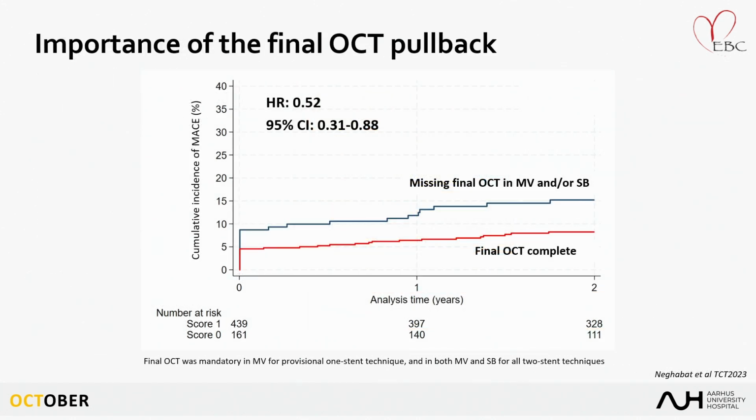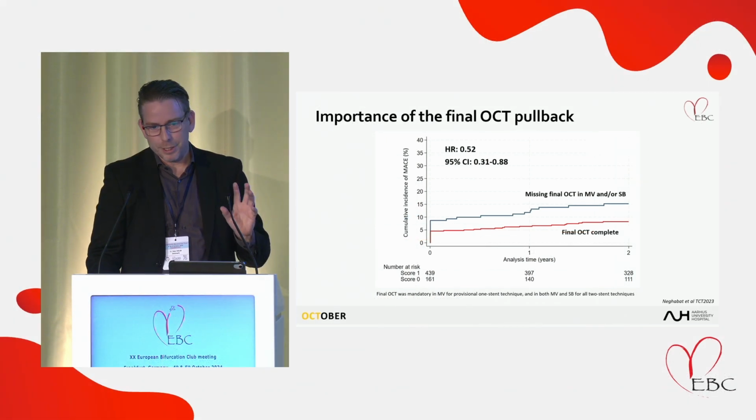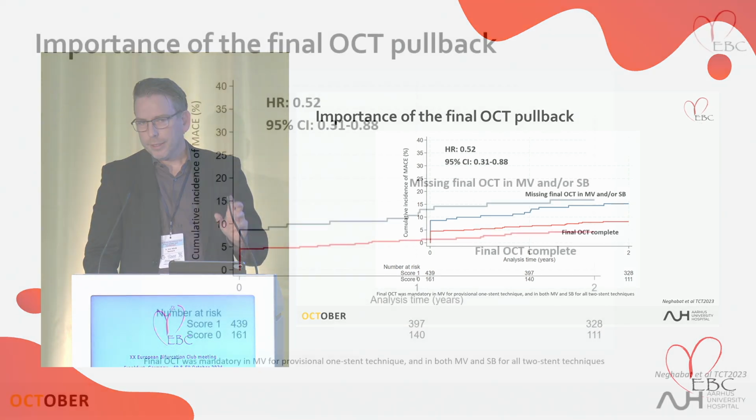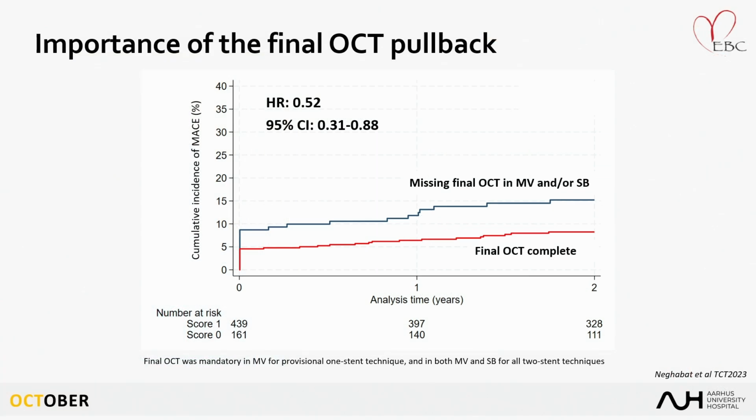So I got a lot of questions during many talks, and the most frequent question since the presentation of OCTOBER is, if we can only do one OCT pullback, which one should it be? And I have a bit of a problem with that question because all the 22 trials that went into the meta-analysis all mandate 2 pullbacks, pre and post. So now we want to specify a single pullback instead of going with the evidence and have 2 pullbacks at least.